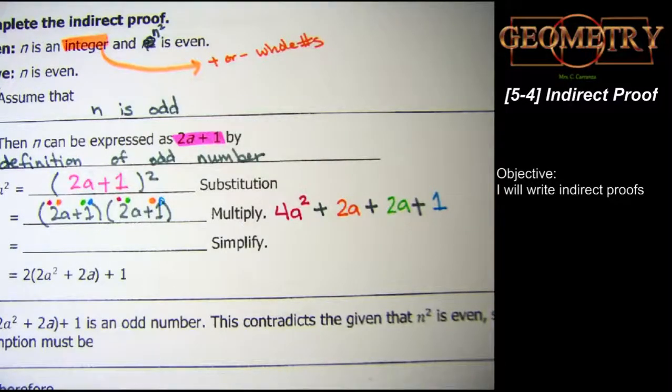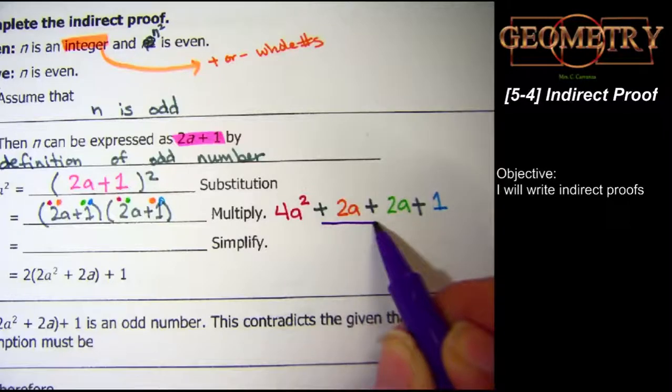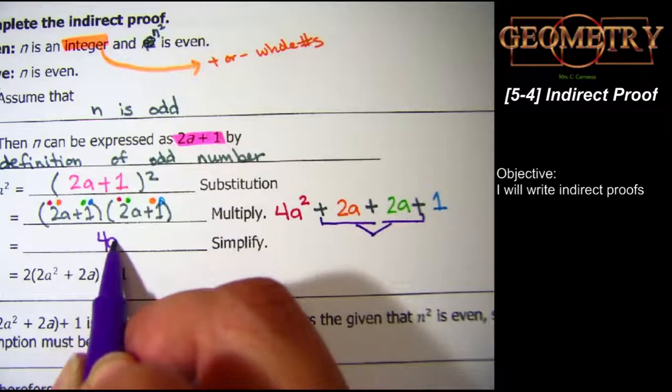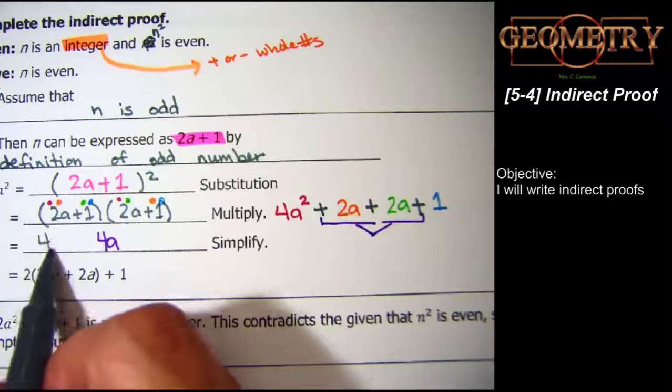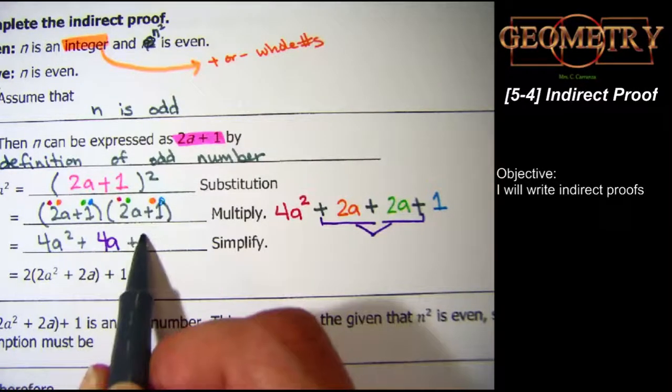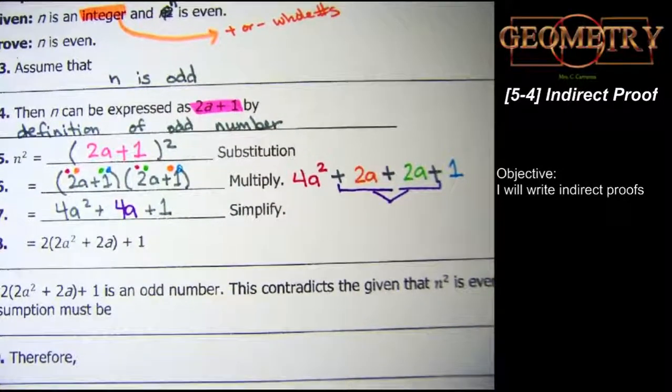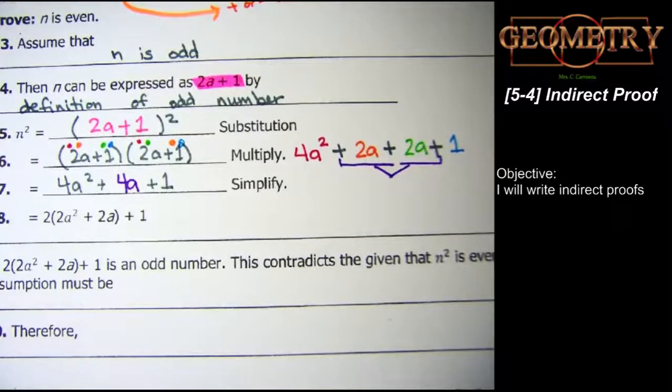Yep. Awesome. The next step says to simplify, so I'm going to take the line that I wrote off to the right. Use the 700 hall, please. Thank you. And I'm going to simplify. The only simplification I can see to do is to take these two and add them together. So that's what I'm going to do, and everything else I'm going to leave exactly the same. Now we're going from 4a squared plus 4a plus 1 to 2 times this big jumble of stuff plus 1.